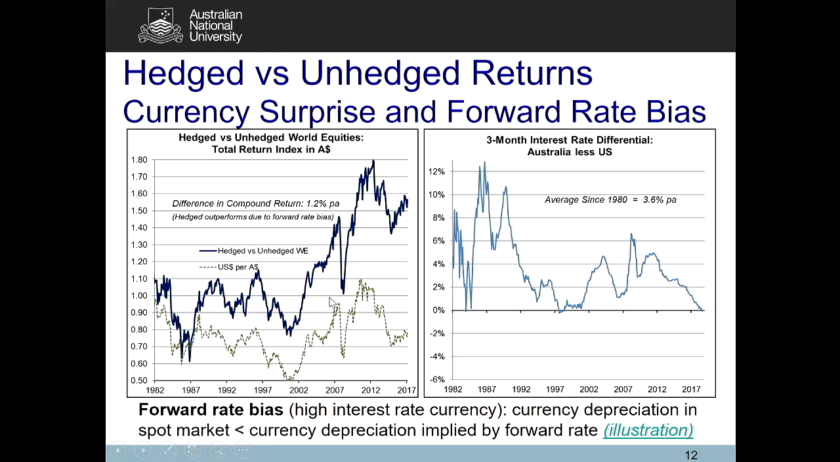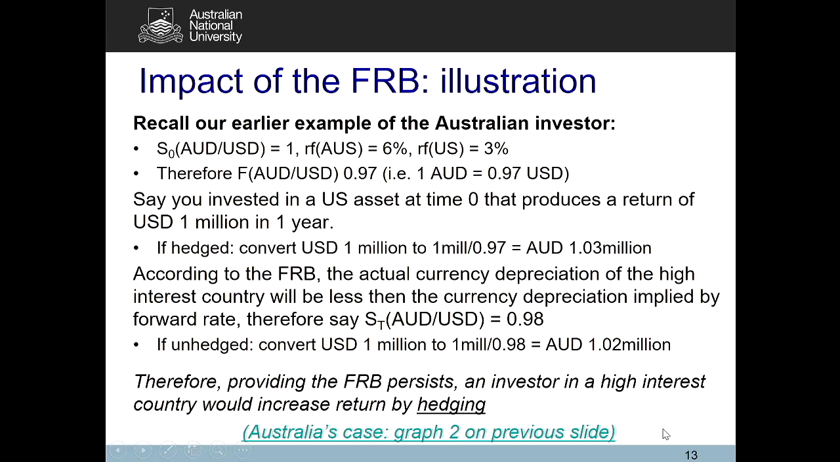Okay, so the forward rate bias, and this specifically refers to being a high interest rate country, which I'll come back to in a moment. If you are in a country with a higher interest rate compared to your overseas market, then the forward rate bias means that the amount that your currency will depreciate in the spot market is less than the depreciation that you would lock in by the forward rate. Now, that's never going to make as much sense as when you see it in an example, so let's look at that. Remember, this links into what we said before.